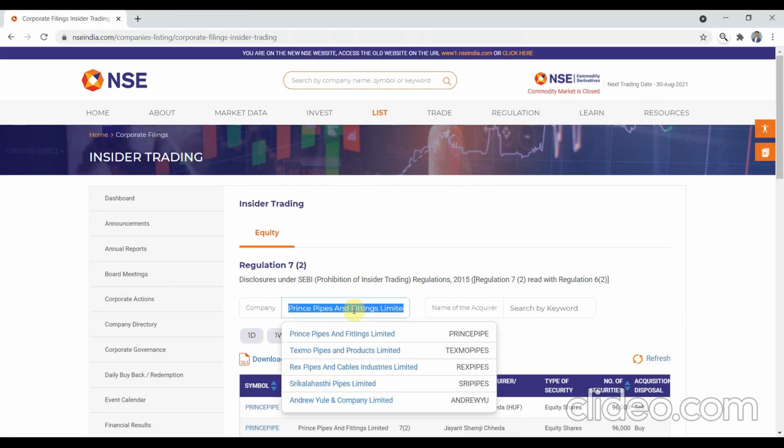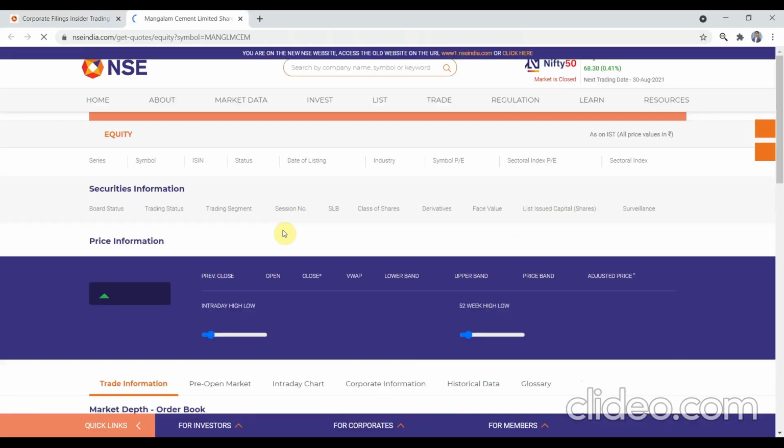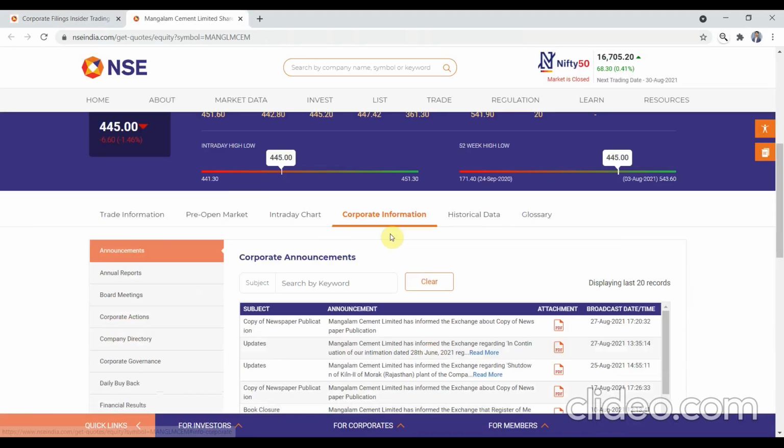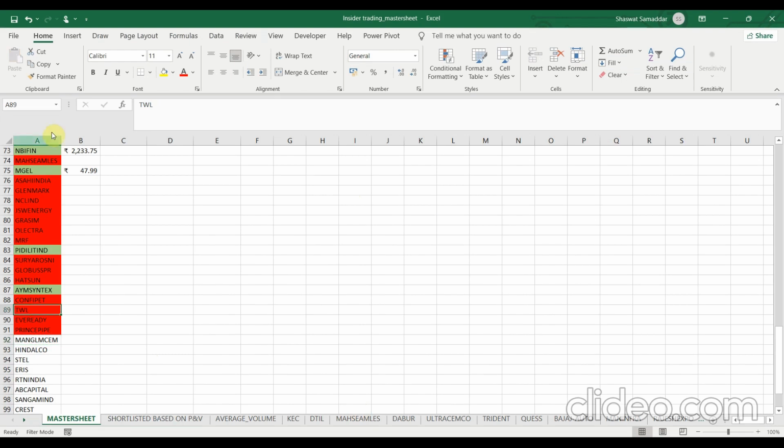Paste the company name here, Mangalam Cement. Click on the symbol. Go to corporate information. Check the shareholding. It's less than 50%. So I'll mark this stock as red once again. Let's go to Hindalco now.